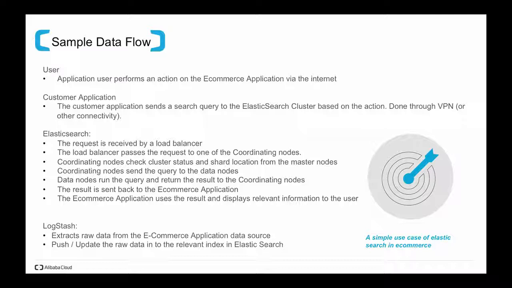One more part that we see is Logstash. Here, Logstash is used to extract raw data from the e-commerce application data source, which is usually a database or a data catalog, and push and update raw data into the relevant index in Elasticsearch. So this is a simple flow of how you would go about using Elasticsearch within an e-commerce application.